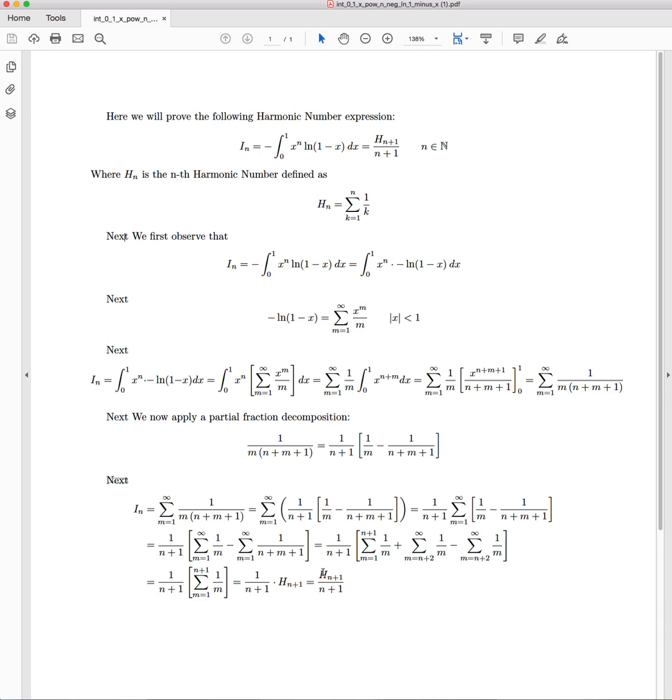Putting it all together, that becomes H of n plus 1 over n plus 1, which is the desired quantity. So, very simple integral in this case.